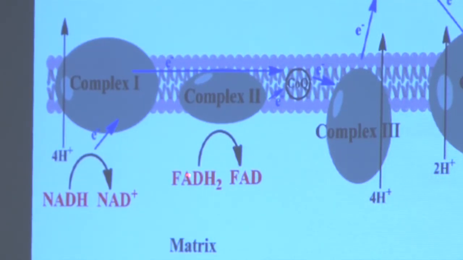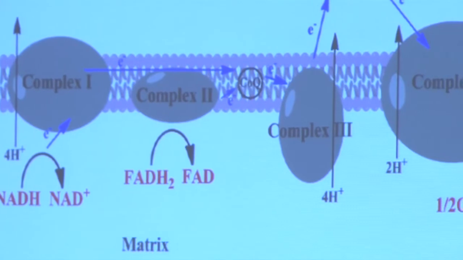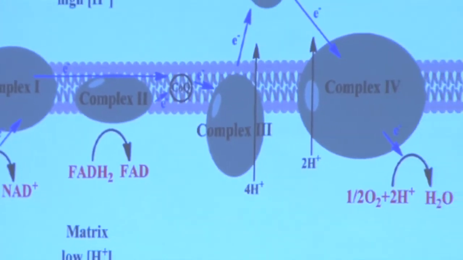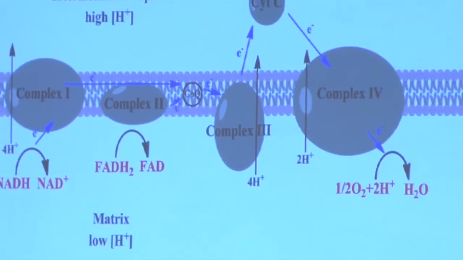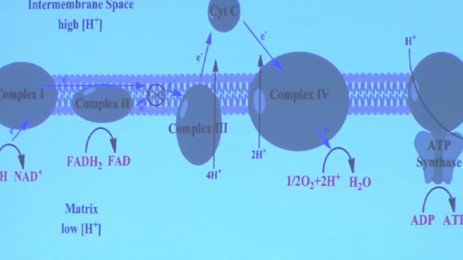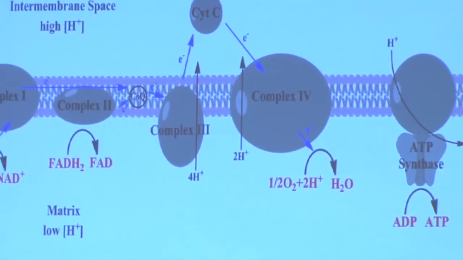For FADH2, since none get pumped across at complex 2, there's only going to be a total of 6 protons pumped across for every FADH2 molecule that enters the electron transport chain. With fewer protons pumped across, that's going to ultimately, with ATP synthase, lead to less ATP. We'll talk about it later, but 2.5 ATPs per NADH, 1.5 ATPs per FADH2. These numbers are approximate, but for the purpose of this class, they're exact.